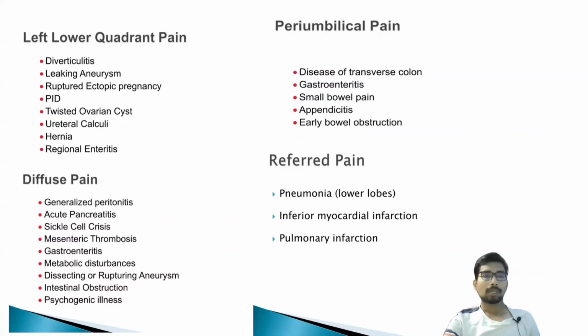Diffuse pain is seen in generalized peritonitis, acute pancreatitis, sickle cell crisis, mesenteric thrombosis, gastroenteritis, intestinal obstruction, ruptured aortic aneurysm, metabolic disturbances, and psychogenic illness. Periumbilical pain is due to diseases of the transverse colon, gastroenteritis, small bowel pain, appendicitis, and early bowel obstruction. Pneumonia, inferior myocardial infarction, and pulmonary infarction will cause referred pain to the periumbilical area.